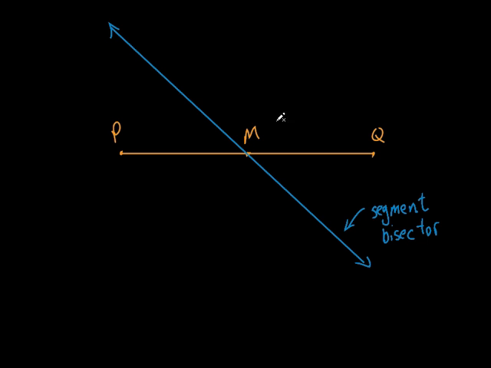I have other things. I could have another line segment that bisects, like this, and the line segment doesn't have to be bisected, but watch. I could have this line segment right here. If it goes through M, this line segment, call it line segment AB, it bisects PQ at M, all right? So it's a segment bisector.